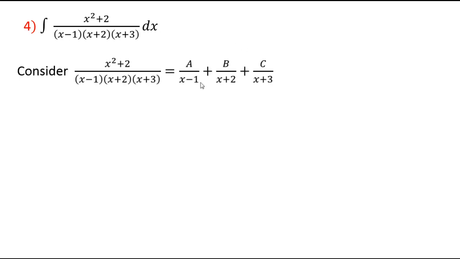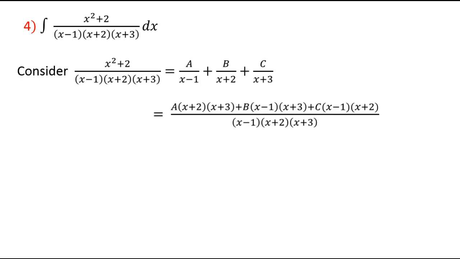So simply we write it as a upon x minus 1 plus b upon x plus 2 plus c upon x plus 3. Take the LCM on the right side and add. While adding, we multiply this a by x plus 2 and x plus 3, multiply this b by x minus 1 and x plus 3, and multiply this c by x minus 1 and x plus 2.